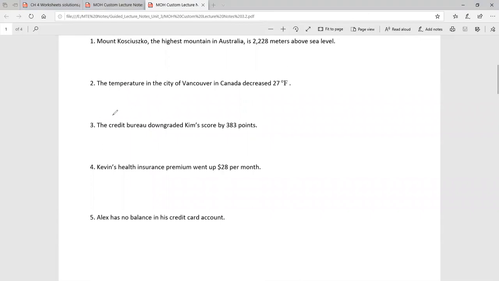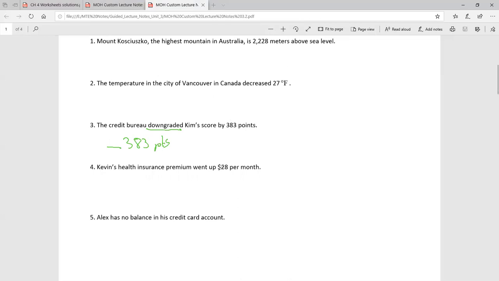Number 3, the credit bureau downgraded Kim's score by 383 points. Man, that is a big, big hurt on your credit score. Someone's not been paying their bills, might be experiencing some COVID-19 financial stresses, who knows? But downgraded means a decrease or a negative number. So that's a minus 383 points.